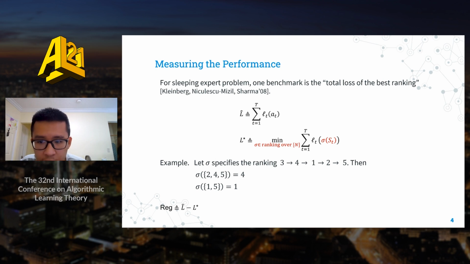The regret is simply defined as the difference between L hat and L star. The goal is to make regret sublinear in capital T. If the regret is sublinear in T, then the average loss of the learner will be no worse than the average loss of the best ranking asymptotically.